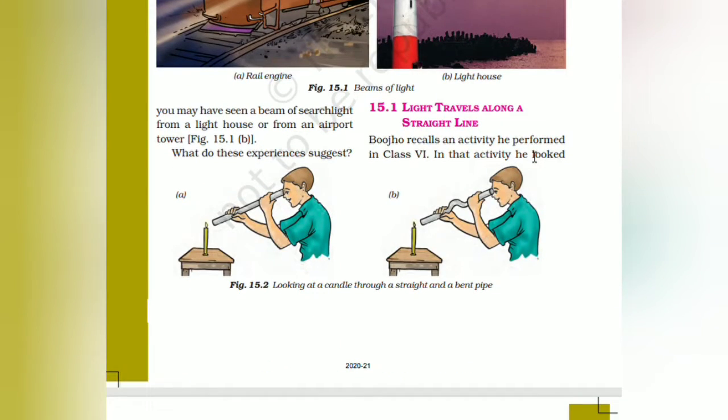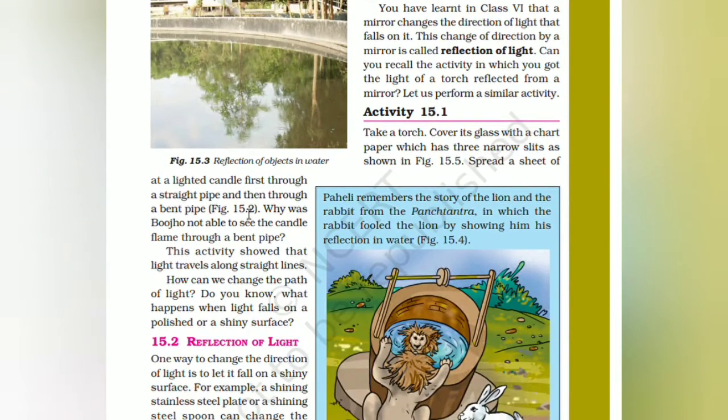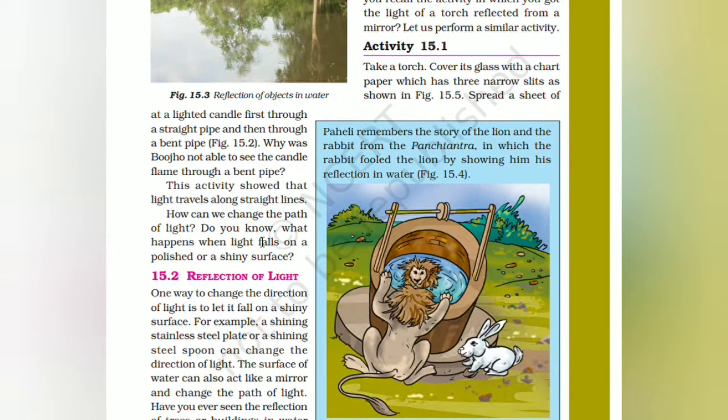So if you are watching any light, we can see that its path will be in a straight line. Light travels along a straight line. Boojho recalls an activity he performed in class 6. In that activity, he looked at a lighted candle first through a straight pipe and then through a bent pipe. We are not able to see the candle through a bent pipe because light travels only in a straight line. This activity shows that light travels along a straight line.